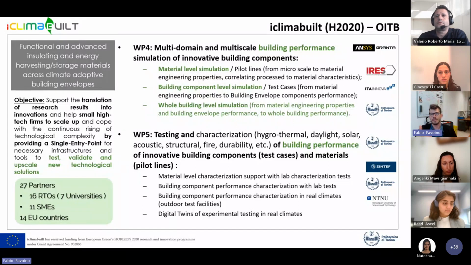So going from a material level simulation to building component to whole building level simulation, where these 3 scales are eventually all integrated into one. Work package 5 is the complementary of this, that is related to the testing and characterization of building performance of innovative building envelope components.